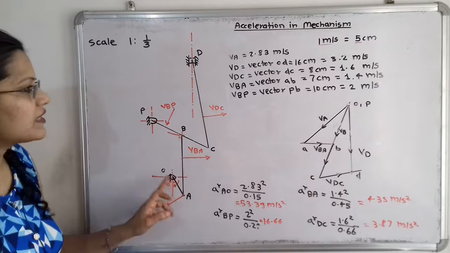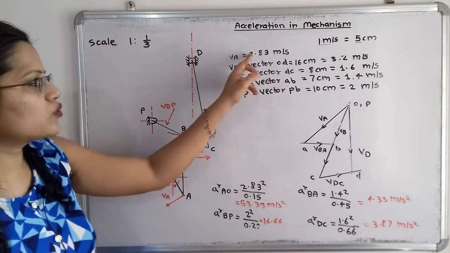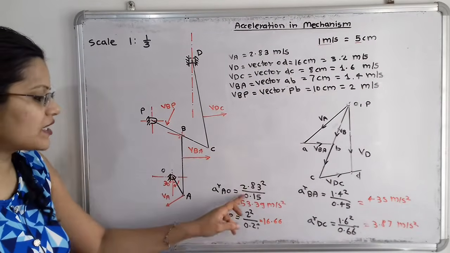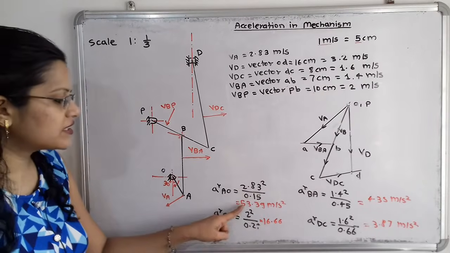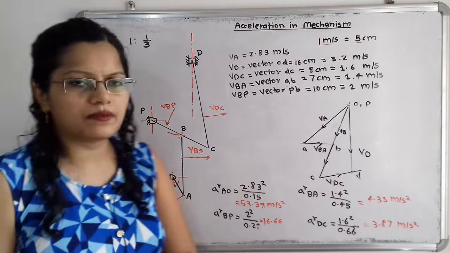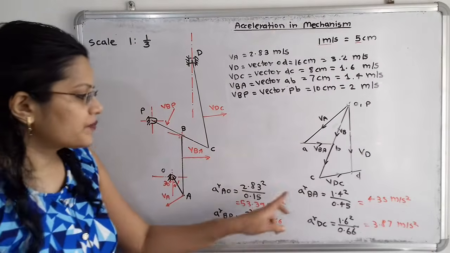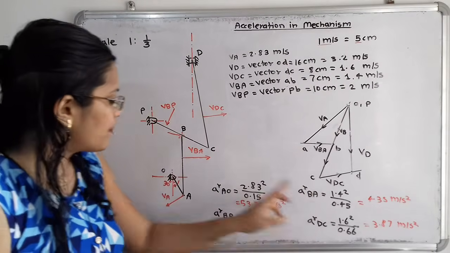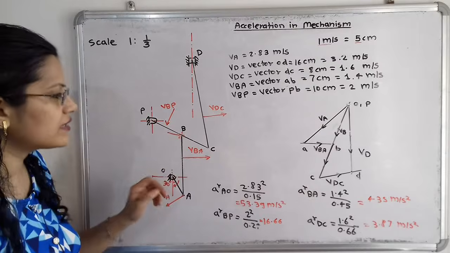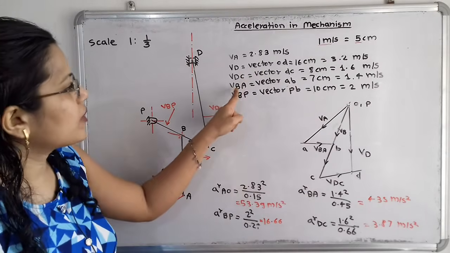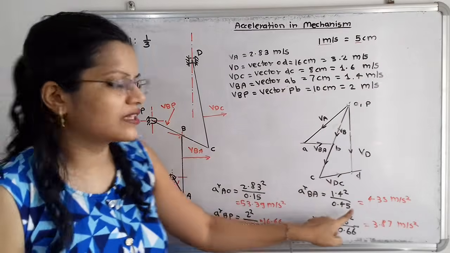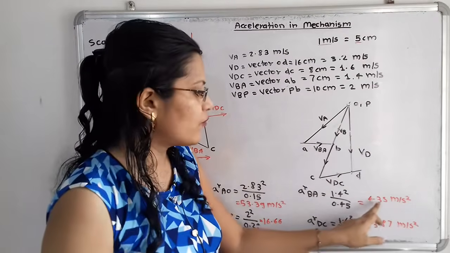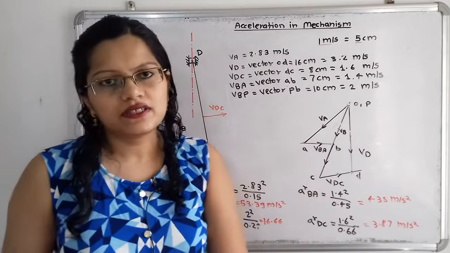For this we will take the velocity at point A, that is 2.83 square divided by the length of the link, that is 0.15. So here it is 53.39 meter per second square. Now the radial component of BA. Here is the link. The velocity is 1.4 square divided by the length of the link, that is 0.45, which is equal to 4.35 meter per second square.